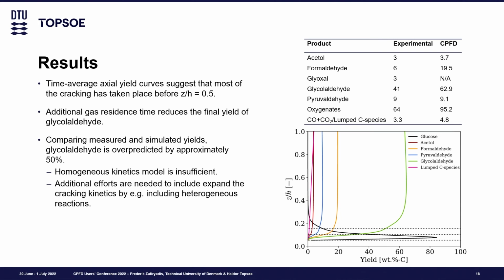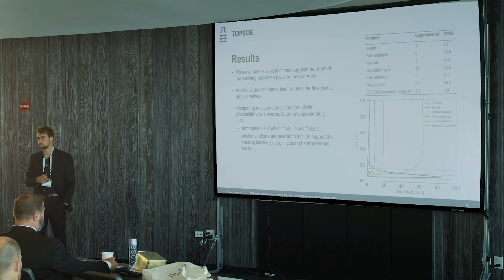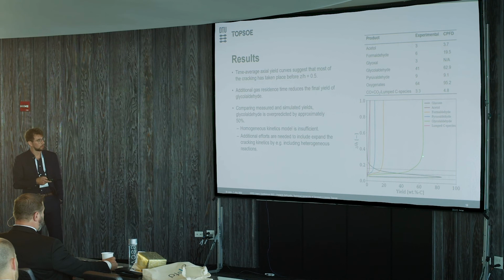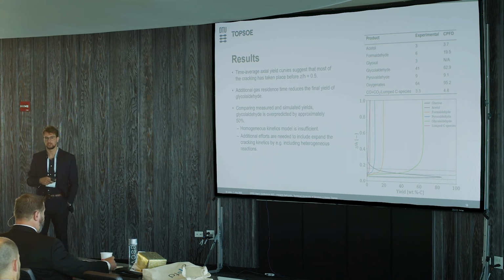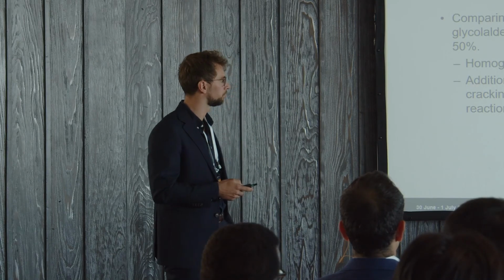So here's a plot showing the yields of different product species along the height of the riser, and you clearly see this rapid increase in the yield of glucose during evaporation, but then just as fast a decrease with the cracking. So that goes really fast, and you see most of it is actually gone just after a third of the riser. So the rest of the riser is basically not being used for much of the cracking other than whatever decomposition we get from glycolaldehyde to the lump C species. So there could be an optimization with respect to the residence time of the system.